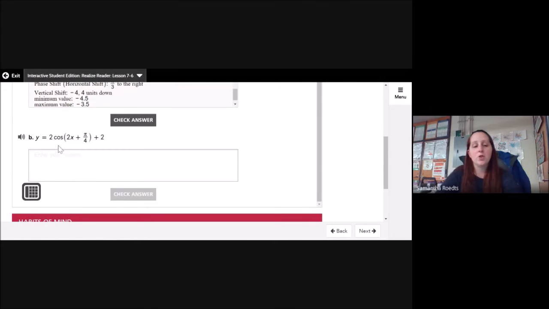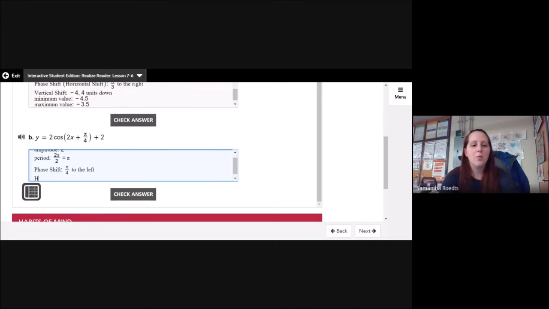For B, I have y equals 2 cosine of 2x plus pi over 4 plus 2. So again, my amplitude is the number that's right out in front. So my amplitude's 2. My period is going to be 2 pi divided by whatever the coefficient of x is. So in this case, 2, which just simplifies to pi. My phase shift or my horizontal shift is going to be pi over 4. And that's going to be to the left.